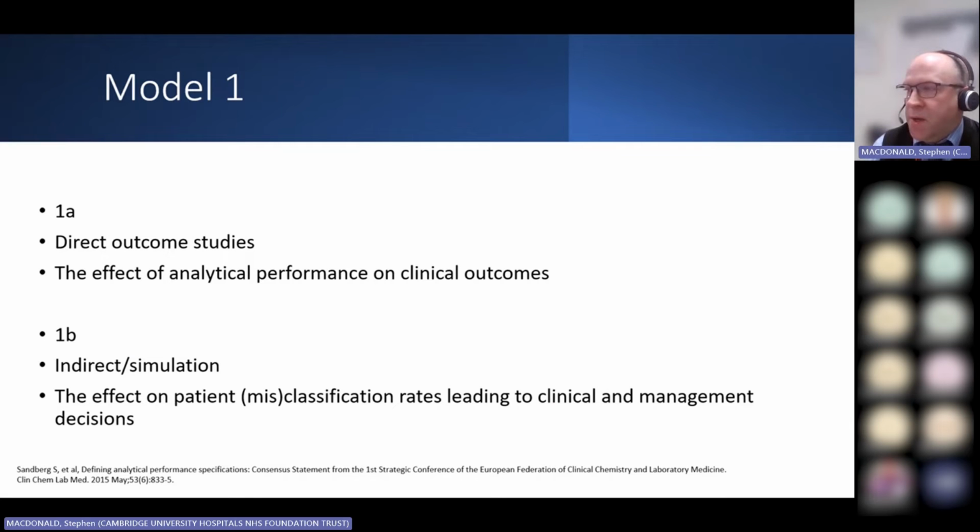So model 1 can be described as the clinical outcome model, and that can either be from direct outcome studies, again, very difficult to evidence, or more commonly from model 1B, which is through indirect or simulation of if our performance gets worse, what is the potential outcome to the patient going to be if it does get to a certain level. And there's been a lot of activity in this field, even in the last couple of days. I've got a Google Scholar result with some more publications about this model.